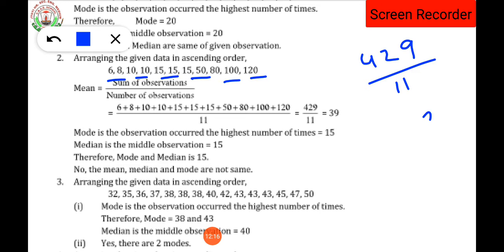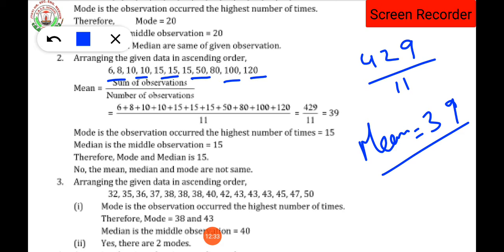33, we are going to take 3 times, then 99 comes, so that will be 9 times in the table of 11. So what is the answer coming for the mean? Everybody knows how to divide. Now you people are in the 8th class, you can divide it. Okay, so the mean value we got is 39.